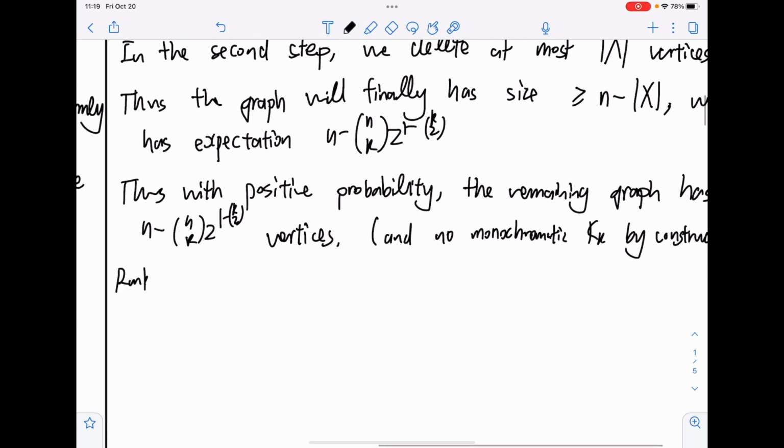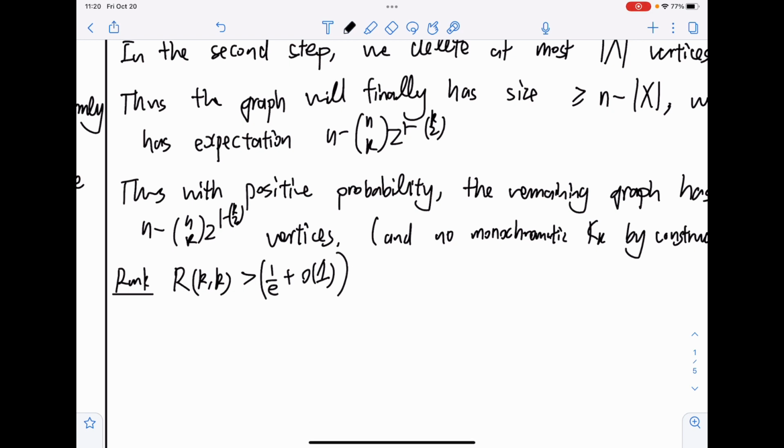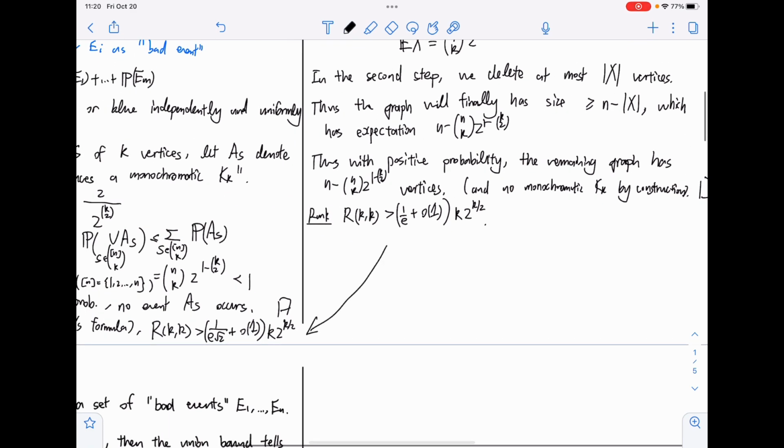And also, as we did for the first method, we can optimize the choice of n in the theorem, and we'll obtain a quantitative bound, which says that the Ramsey number of k and k is greater or equal to 1 over e and (1 plus little o(1)) times k times 2 to the power of half k, which improves the previous one by a constant factor of square root of 2.